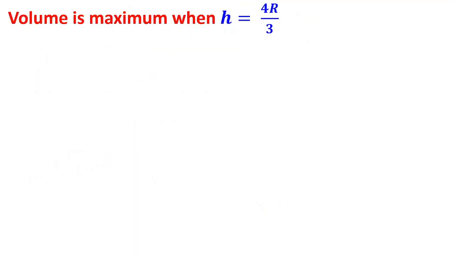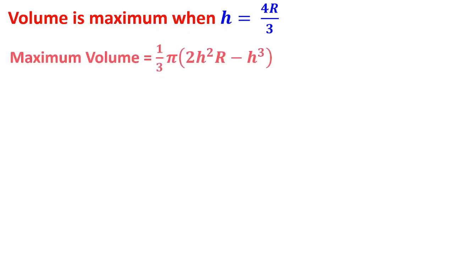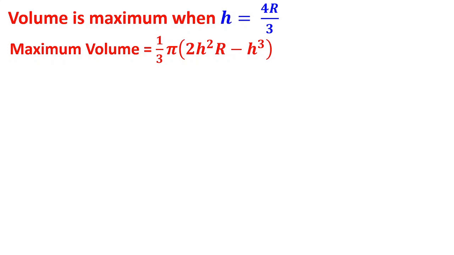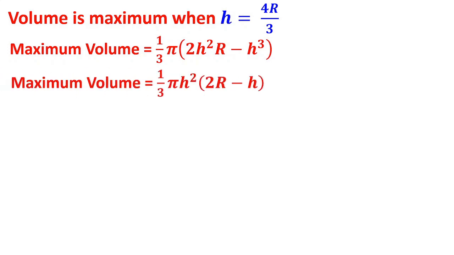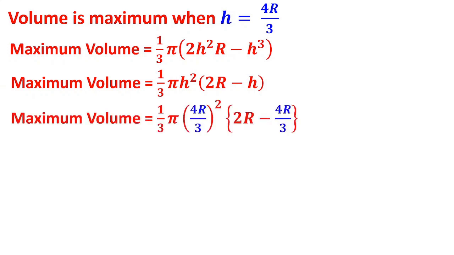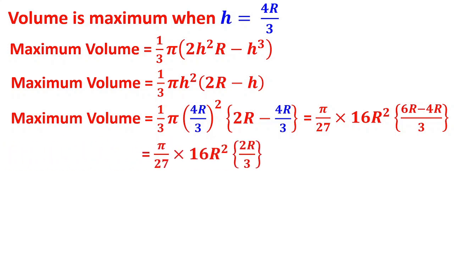Therefore, now we have to prove that this volume is 8 by 27 of the volume of the sphere. Therefore, this is the maximum volume, 1 by 3 pi r square h. Therefore, this is the maximum volume, pi into h square into 2r minus h. Now I am substituting h equal to 4r by 3, and I am getting pi by 27, 16r square into 6r minus 4r, which is nothing but 2r by 3.